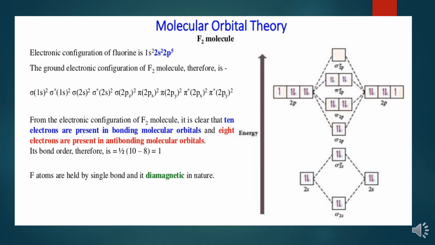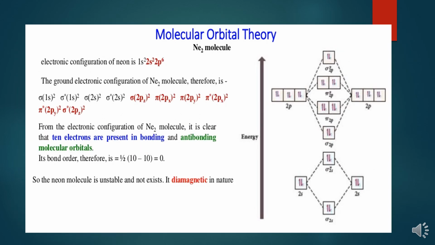Next is the fluorine molecule, which is an 18 electron system. So its diagram is shown here, and as you can see, electrons are completely paired up in all these orbitals. Hence it will be a diamagnetic molecule, and bond order will be 10 minus 8 divided by 2, which is 1. That means one covalent bond exists between two fluorine atoms, and it will be a stable molecule.